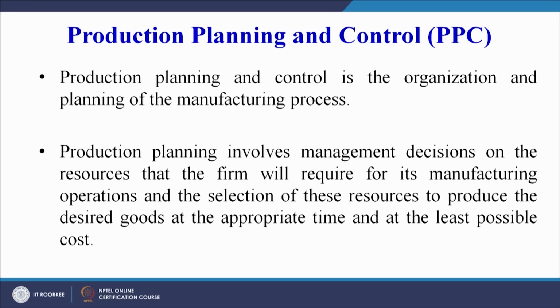So quickly let us see the definition of production planning and control. Production planning and control is the organization and planning of the manufacturing process. As I have already told, we have the word production in production planning and control. So PPC usually is focused on the management aspects of our manufacturing activity. Production planning involves management decisions on resources that the firm will require for its manufacturing operations, and the selection of these resources to produce the desired goods at the appropriate time and at the least possible cost.